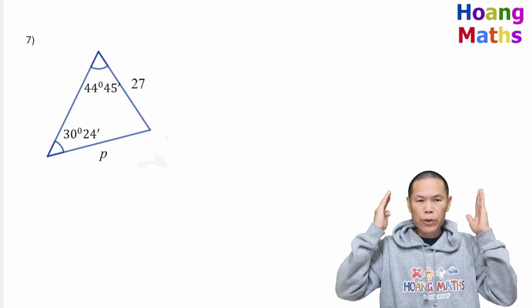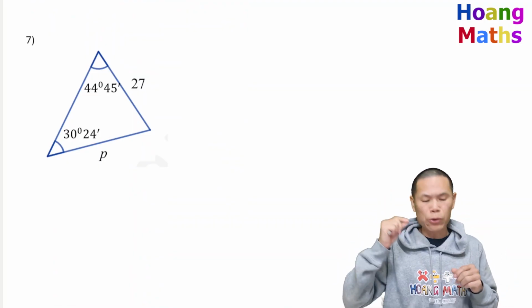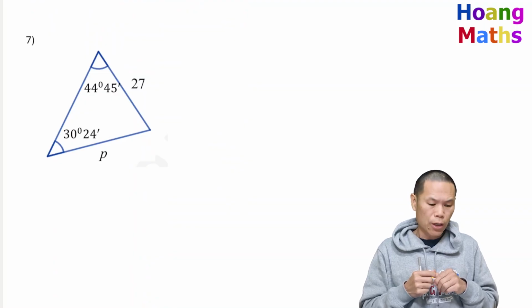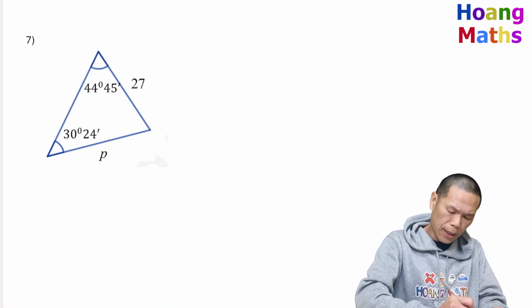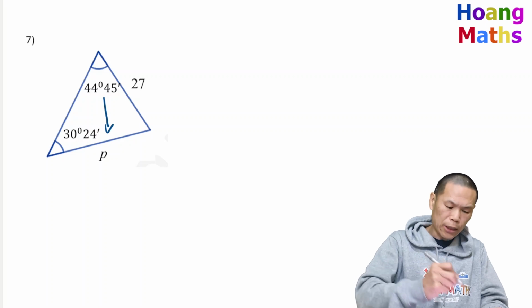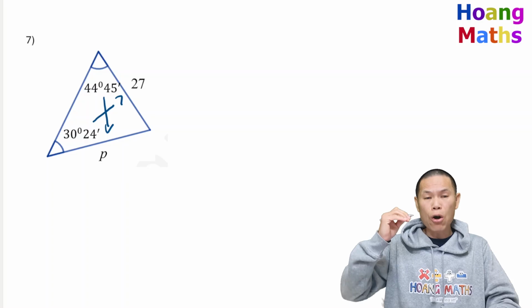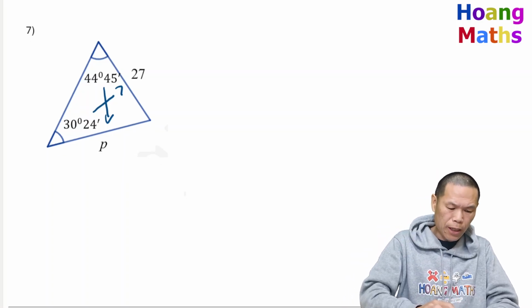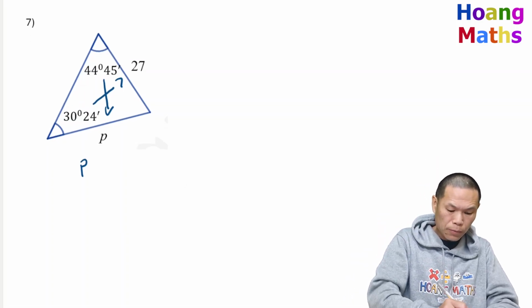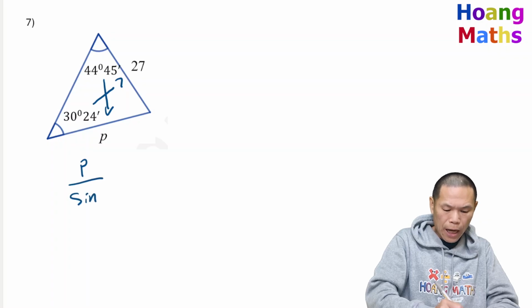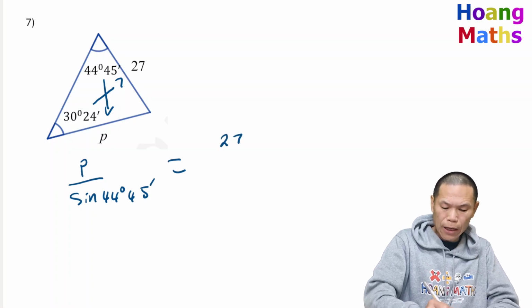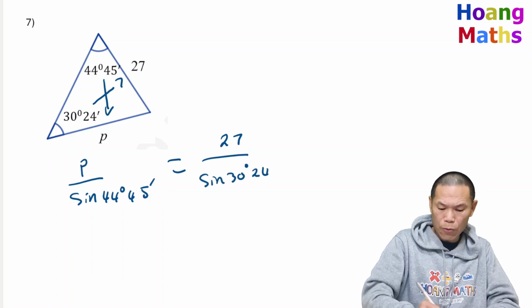Question 7. So we just do the same manner. Okay, the angle is just correct to the nearest minutes. That's all. So first of all, P is opposite of this angle and 27 is opposite of this angle here. Okay, so now we just go P over sine. Let me just write down here. So P over sine of 44 degrees 45 minutes is equal to 27 over sine of 30 degrees 24 minutes.